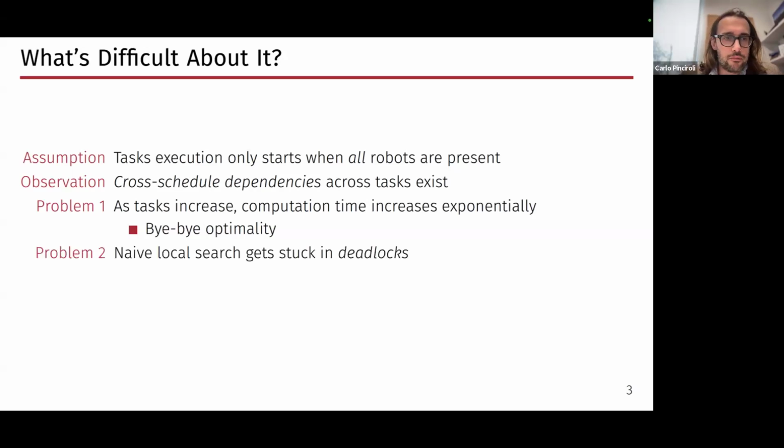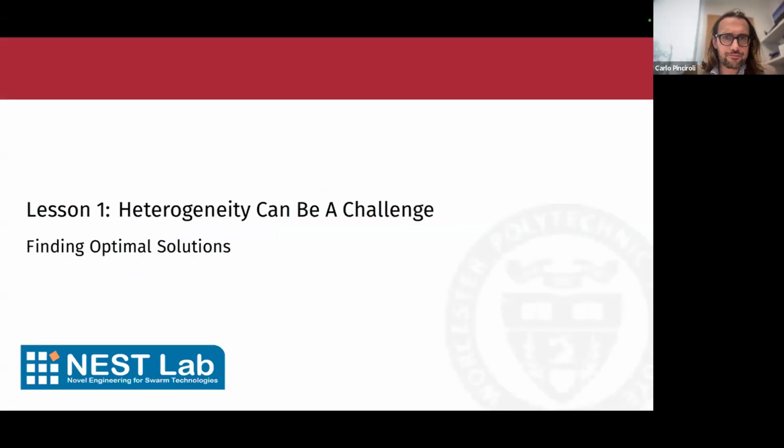And the second problem that arises is that if we just use local search, so we say, okay, bye-bye optimality, but we can just use local search, we are going to have deadlocks. And the reason why we have deadlocks is that there might be robots that distribute in the environment and they wait for each other. So for example, I need a shovel and I am a robot that basically is a truck, but then the shovel robot is waiting for a truck. And so there is this mutual dependency. And so one of the issues that we have is that if we're not careful, we are going to have to say bye-bye to also completeness. So we might not find solutions.